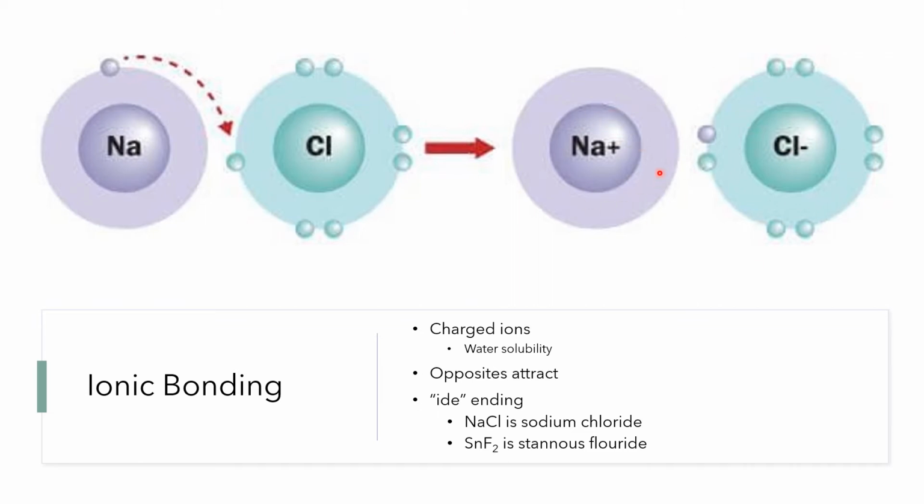The sodium then becomes positively charged. The chlorine then becomes negatively charged. These two are then attracted to each other through those electrical charges, positive and negative attract, and then they stick together. This forms salt. Basic table salt is NaCl, or sodium chloride. In ionic bonding, you're going to see an IDE ending. So for NaCl, we have sodium chloride. For SnF, Sn is tin, but we call it stannous fluoride. We have that IDE ending.